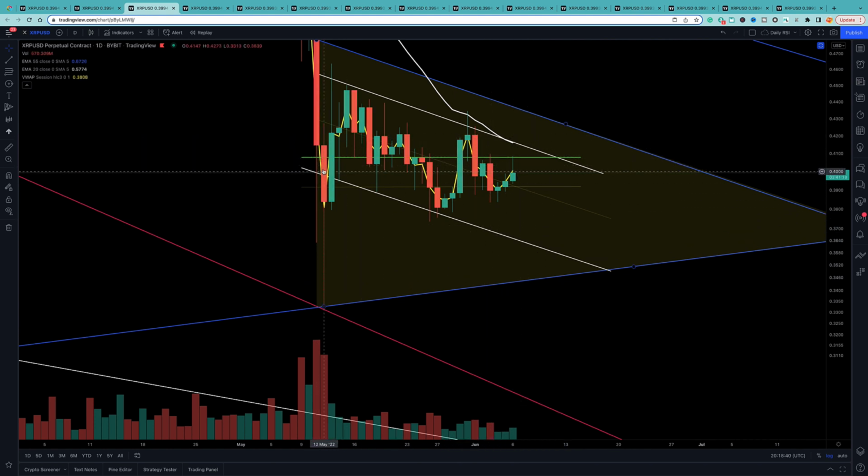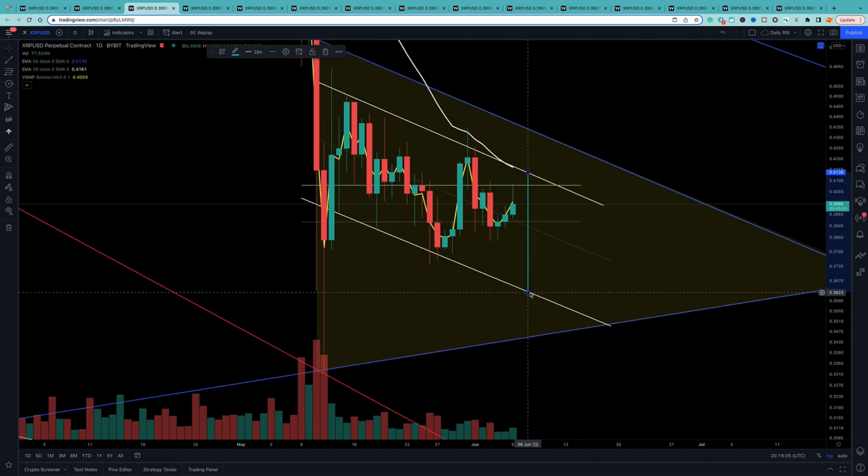You can see the channel here; here's a touch, 1, 2, 3, 4. It's come here and got rejected back. Now the question is, are we heading down to this channel again and we give it a day or two? We bring it back down to 36 or so, we'll wick through, could be 35. Or are we going to break out of it?